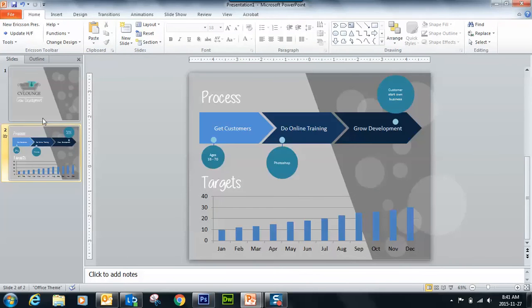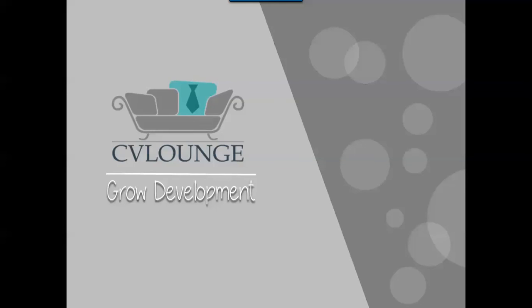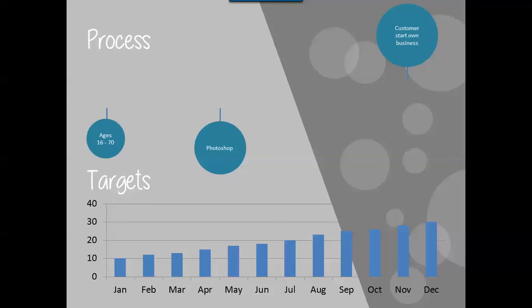And there's your presentation, a two-slide presentation. Remember to click on slideshow, and then using your keyboard arrows, you go to the next slide. Click again to bring in your animation.